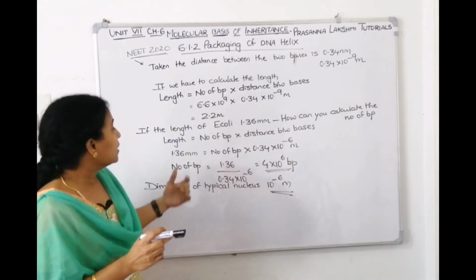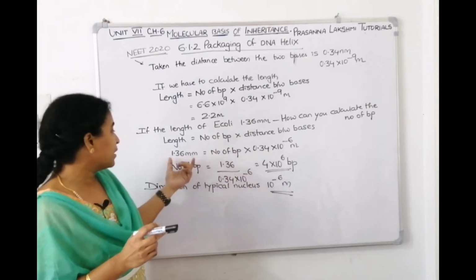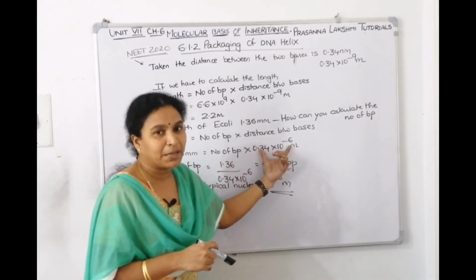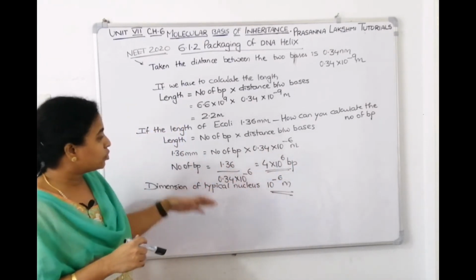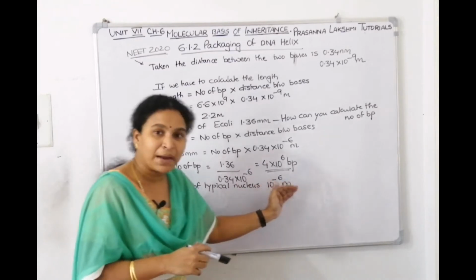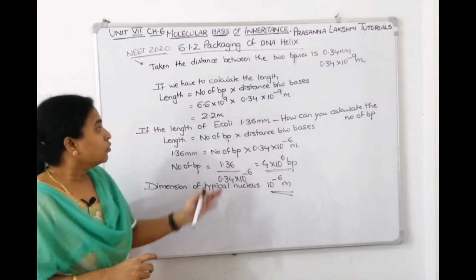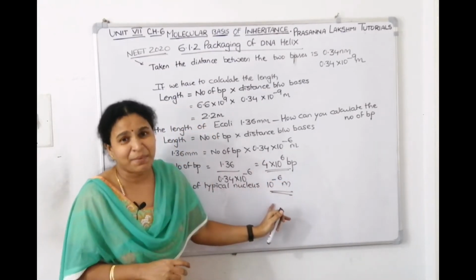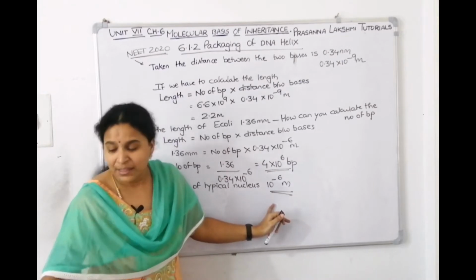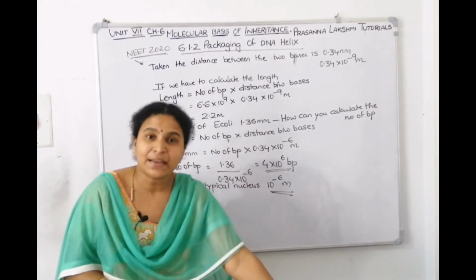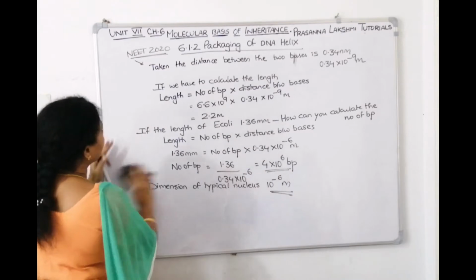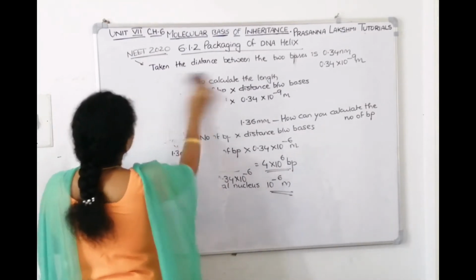And next they have asked, calculate the number of base pairs by giving the length and by giving the distance between the base pairs. Then we got it. And how much you have to keep it? You have to keep it in power 10⁻¹ meters of a nucleus. 2.2 meters packing in 10⁻¹ meters is not possible. Then what we have to do? So we have to make it compact. That we will see. That is our topic, packaging the DNA.